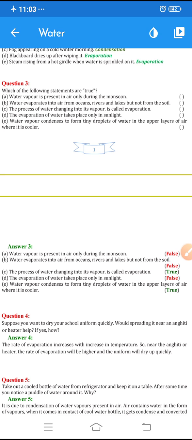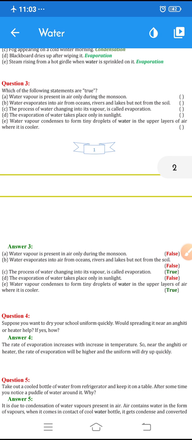Last one, fourth one. The evaporation of water takes place only in sunlight. Is it right? No, evaporation is a process which even takes place at night. So it does not take place only during sunlight, it can also take place at other times, at night too. But it is slower. It is more effective and faster in sunlight, but not as fast at night.